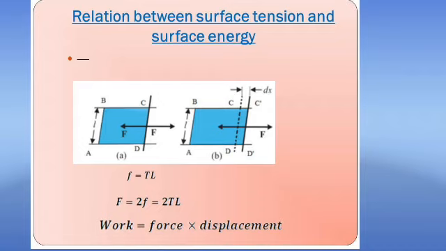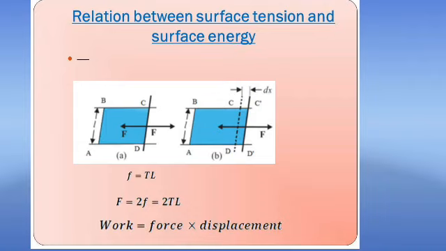Let F be the force acting on CD towards AB due to the surface tension. Capital L is the length of the wire CD and T is the surface tension of the soap solution. The total inward force acting on the wire CD is F is equal to 2TL. The factor 2 indicates that the soap film has two surfaces, both in contact with the wire CD.